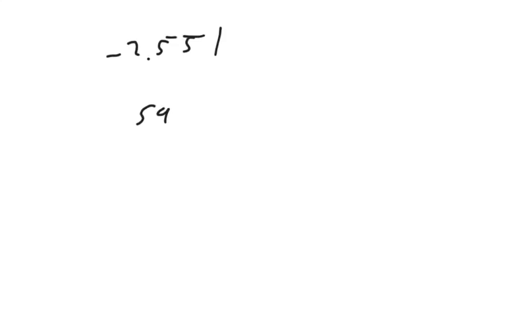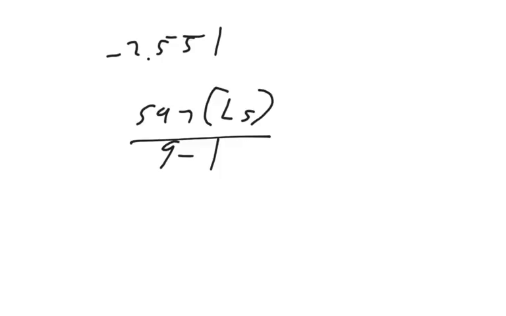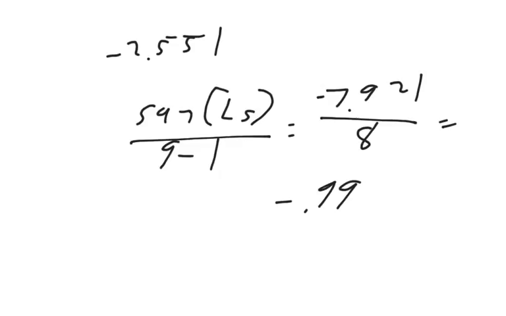So now I'm going to go to my list menu and I'm going to go to sum of L5. And then I'm going to divide it by n minus 1, which was 9 minus 1. The sum gave me an answer of negative 7.921, which I'm going to divide by 8, and we get negative 0.9901, or 02, depending on how you round it. And that's what R is, so that means we have a very strong correlation in the negative manner.